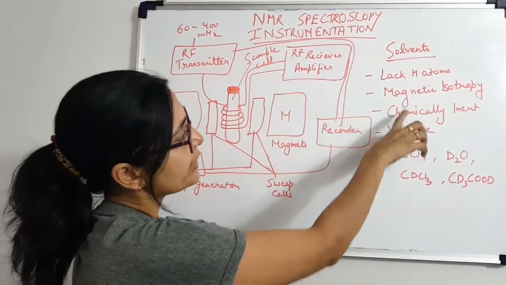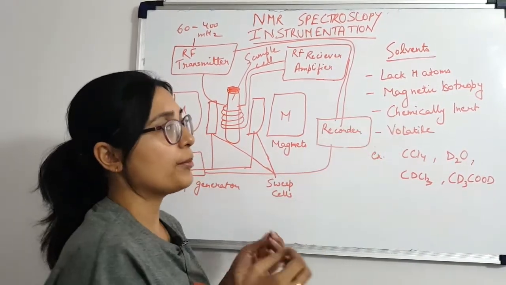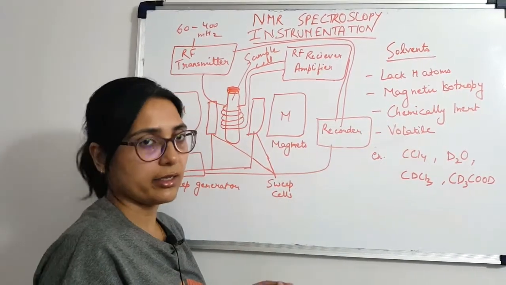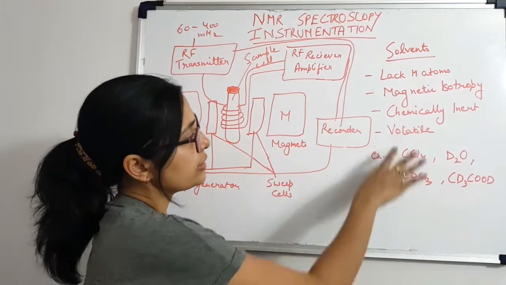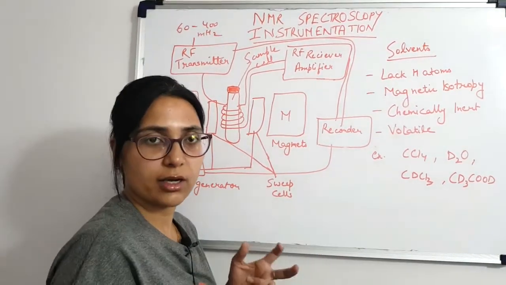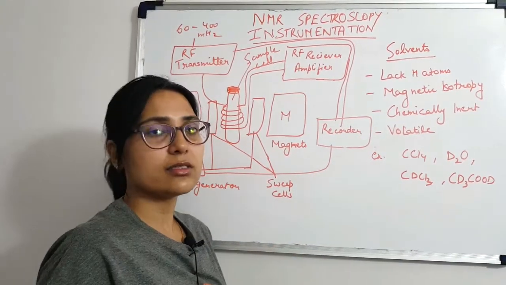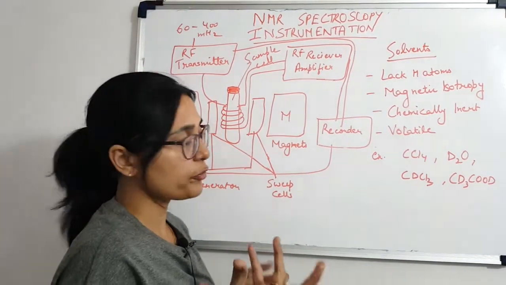Now they should have magnetic isotropy. That means they should be magnetically neutral. Then they should be chemically inert so that they don't interfere with the whole process. Then they should be volatile enough to recover your sample. And last but not the least, any solvent that you're using should be inexpensive to control the cost of your process.